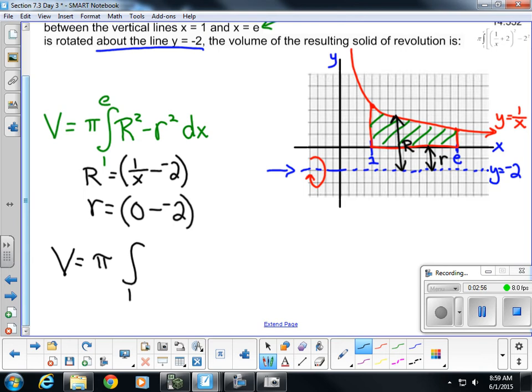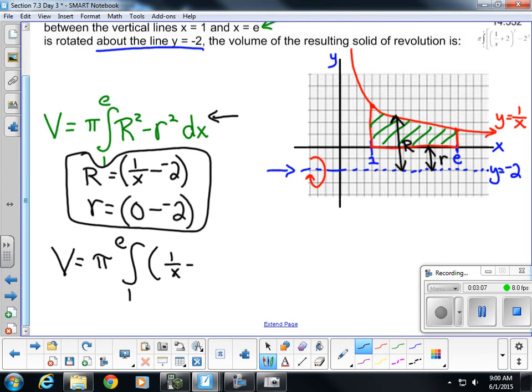We're going to go from 1 to e of big R squared minus little r squared. So taking into account these two r's, we have 1 over x plus 2, squared, minus little r equals 0 minus -2. This equals a +2. So minus 2 squared. Put this all in a big bracket, R squared minus r squared times dx.